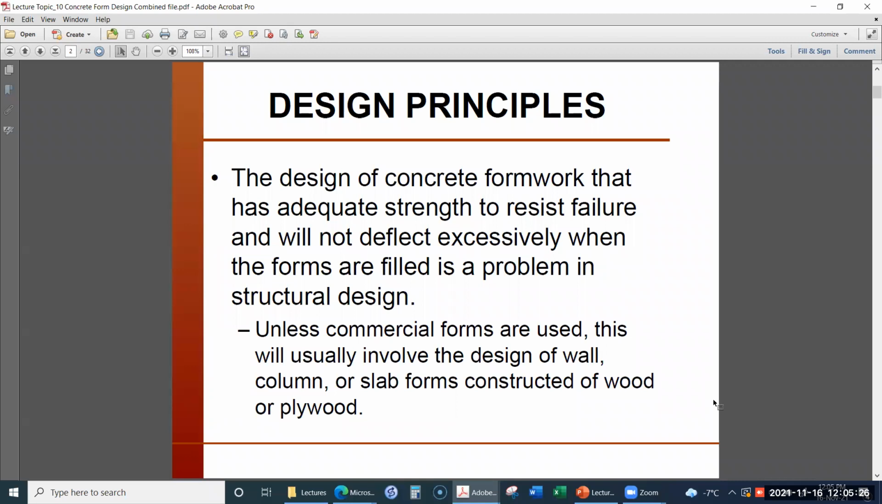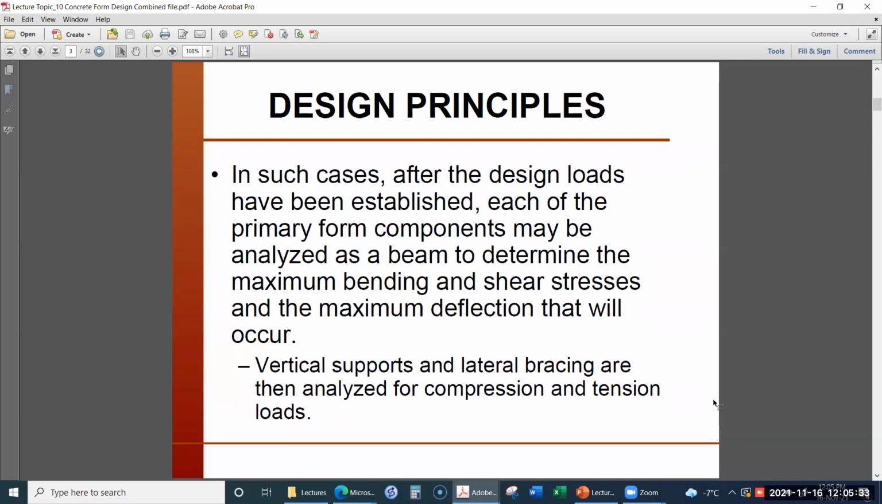So what are these different types of forms? They have slab forms, wall forms, column forms, etc. In such cases, after the design loads have been established, each of the primary form components may be analyzed as a beam to determine the maximum bending and shear stresses and the maximum deflection that will occur. Vertical supports and lateral bracings are then analyzed for compression and tension loads.